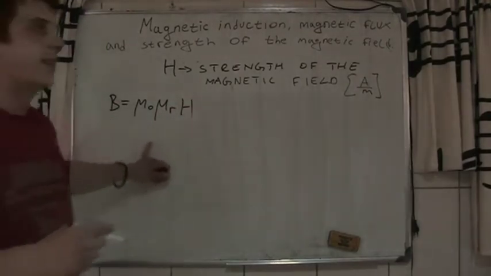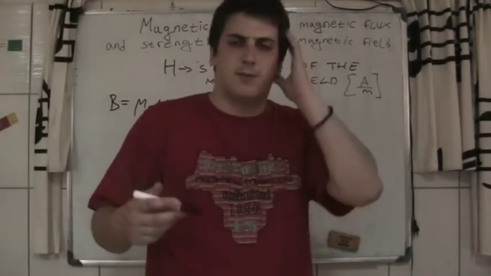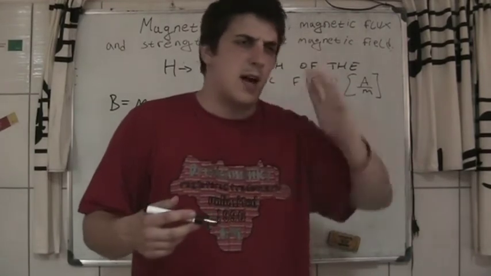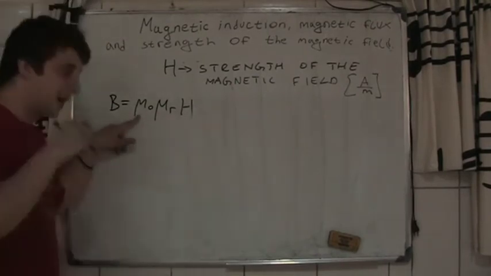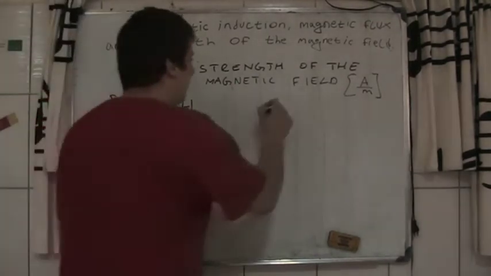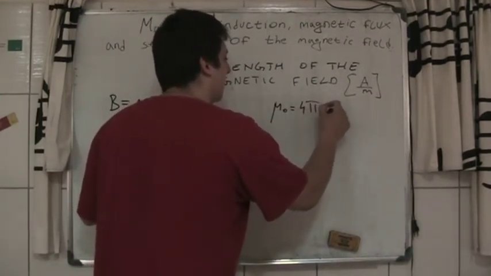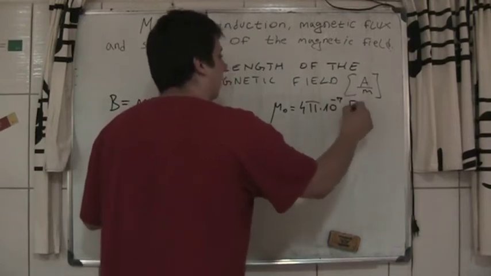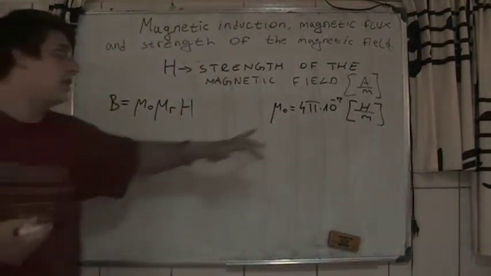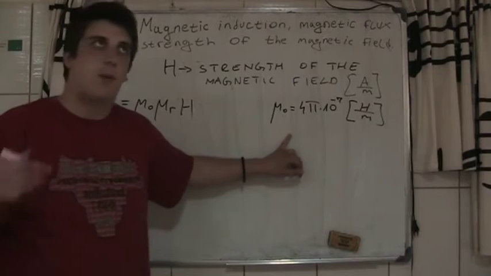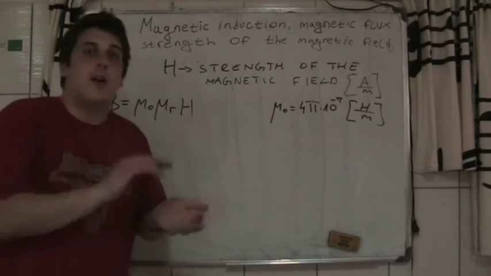Mu 0 is a constant. That's the permeability, I forget how they say it in English. I think it's permeability of the vacuum. So here you have the permeability of vacuum, and it is mu 0. It is equal to 4 pi times 10 to the minus 7 Henry per meter. So this is a constant. This is the permeability of the vacuum or air.